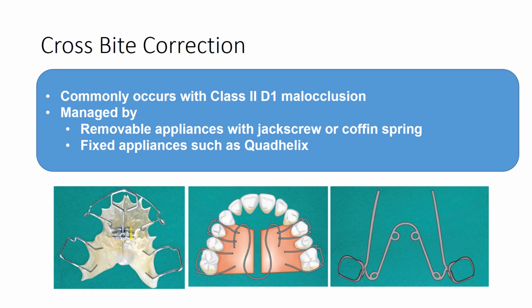Now, sometimes a class 2 division 1 malocclusion may present with a posterior cross bite, as in cases of digit sucking habit, and this can be corrected by use of removable appliances carrying a jack screw or a coffin spring, or we could use fixed appliances such as the W arch or the quad helix.